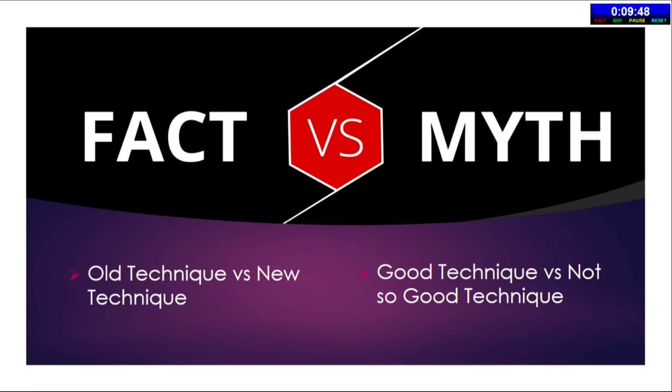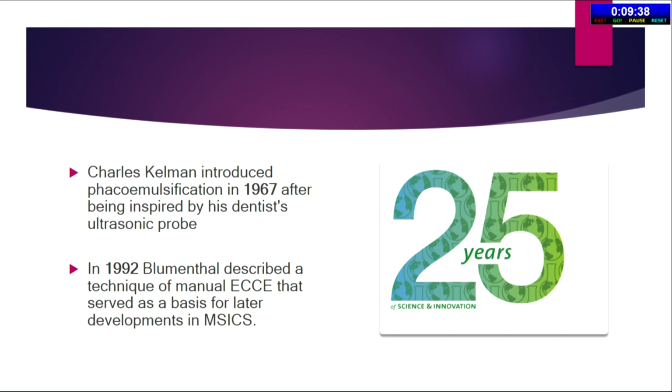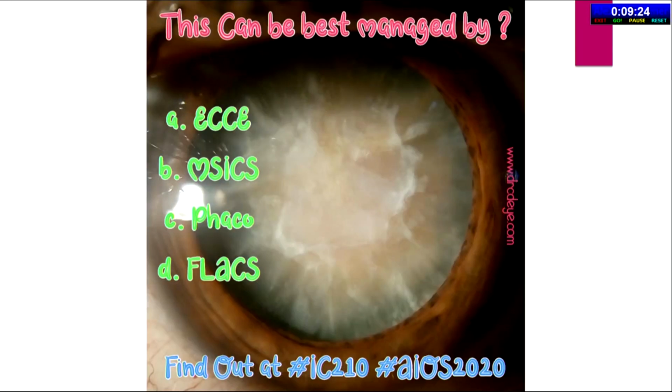Many people think that Phaco is a new technique, SICS is an old technique. Phaco is a good technique, and SICS is not so good a technique. So Charles Kelman introduced Phaco in 1967, whereas Blumenthal did SICS in 1992, a good 25-year gap. So SICS is 25 years younger than Phaco.